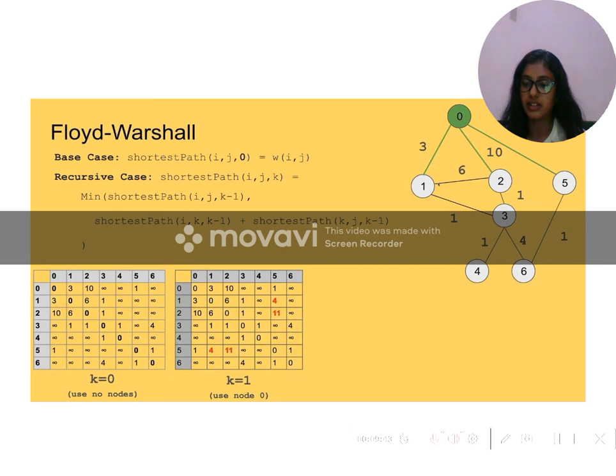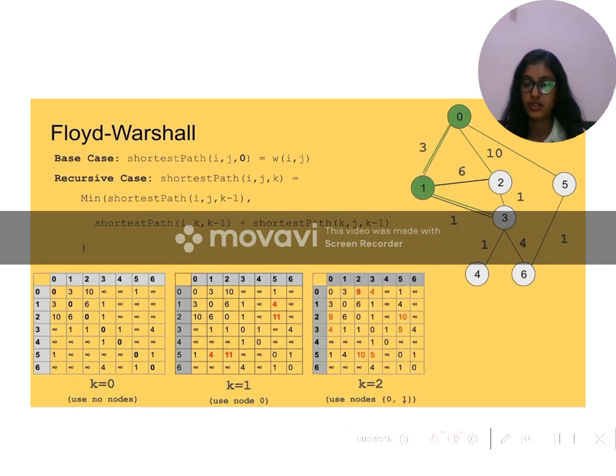Now I repeat this one more time. With this new step, I am allowed to use nodes 0 and 1 as intermediate nodes, and this way I can go through all i and j and see which values I can update. For example, 0 to 2: I used to go from 0 to 2 with cost 10, but I can go through 1, so 0 to 1 and then 1 to 2, that would be 9 rather than 10.